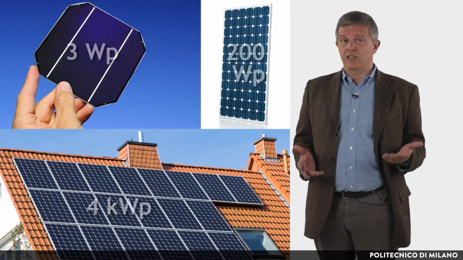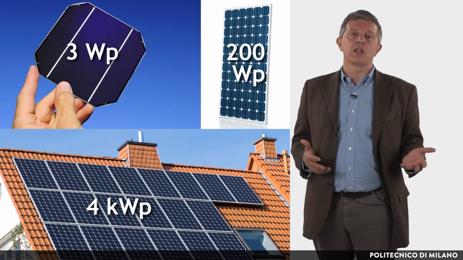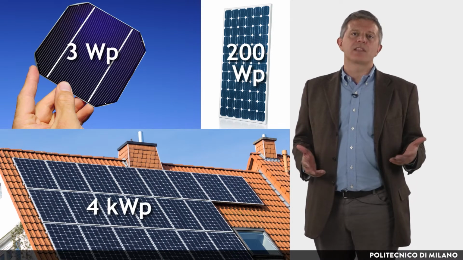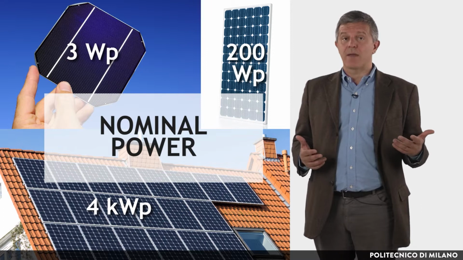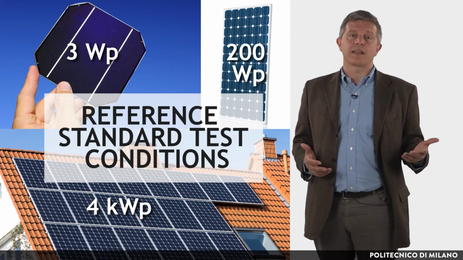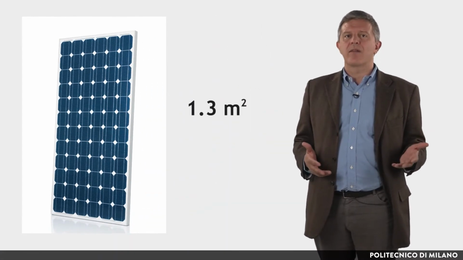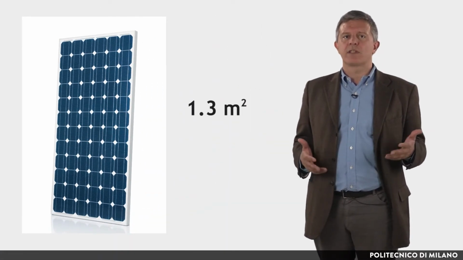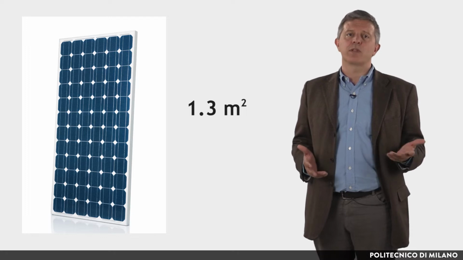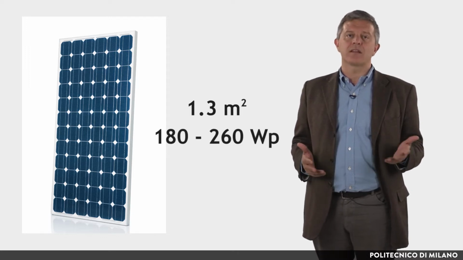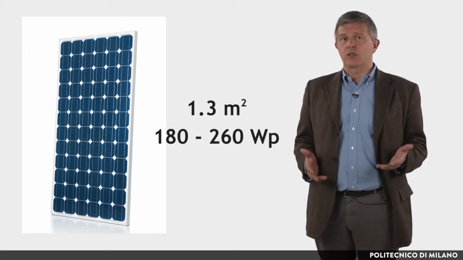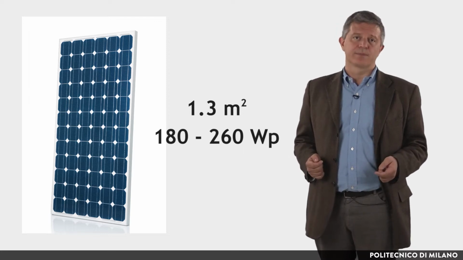The power of a photovoltaic device, cell, module or system is expressed in watt or kilowatt peak, which represents the nominal power that the unit is capable of delivering in reference standard test conditions. To give an idea, a module of about 1.3 square meters with crystalline silicon cells is rated between 180 and 260 watts peak, according to the quality of the cells.